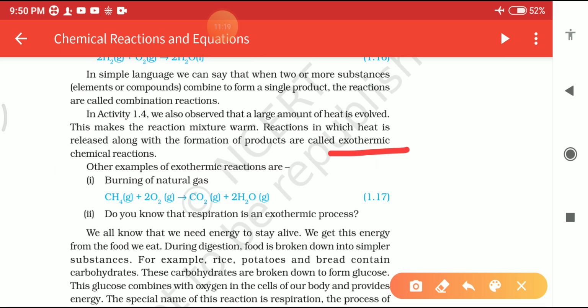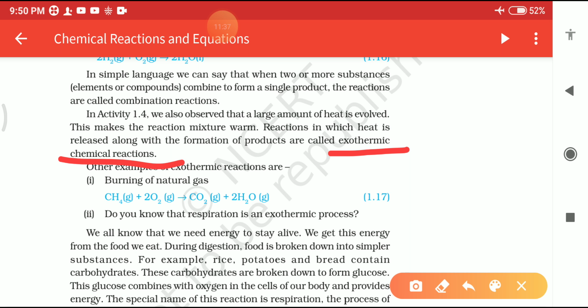Why is it an exothermic reaction? Because when the calcium oxide comes in contact with the water, it releases a large amount of heat. That's why it comes under the exothermic chemical reactions.